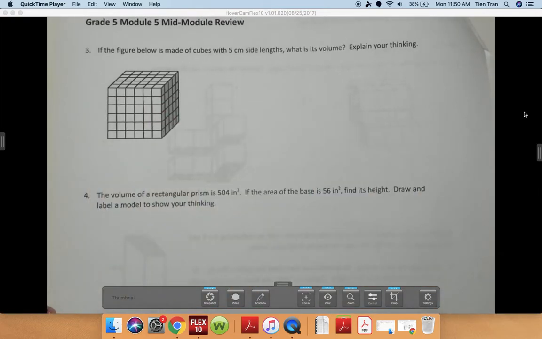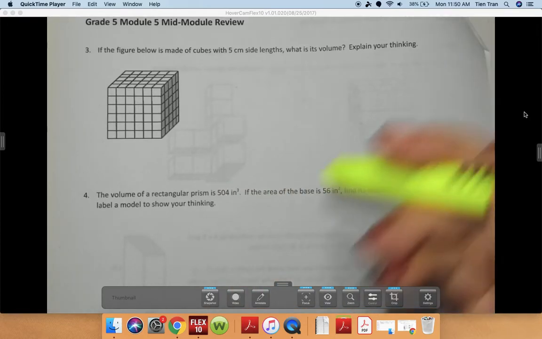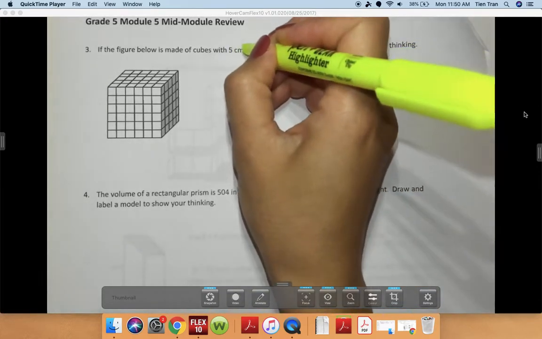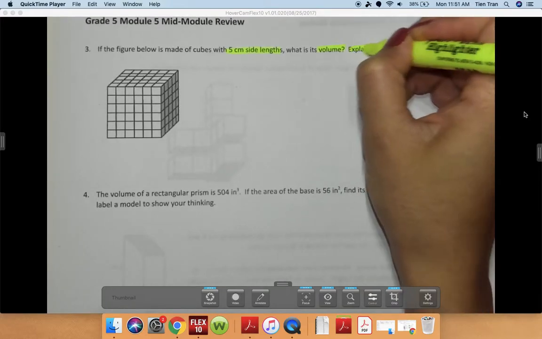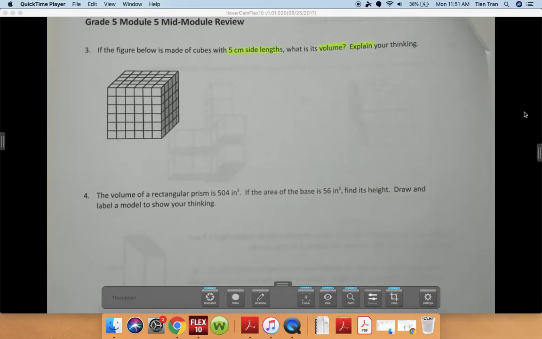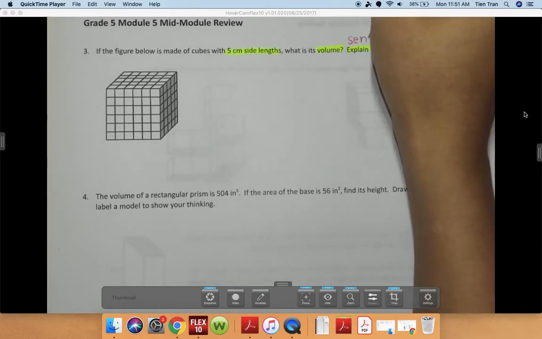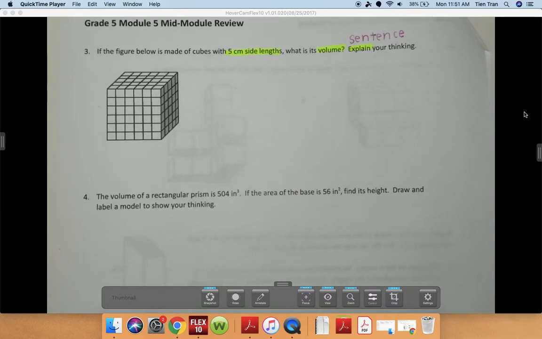So number 3, if the figure below is made of cubes with 5 centimeter side lengths, what is its volume? So 5 centimeter lengths, and we're looking for volume. Explain your thinking. Whenever I see the word explain, I know that means that I need to write a sentence explanation of what I was thinking. So that's exactly what I'm going to do.